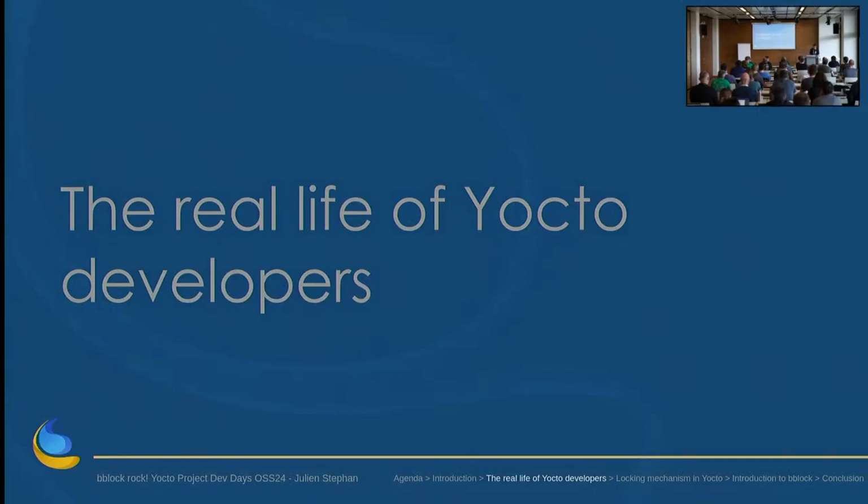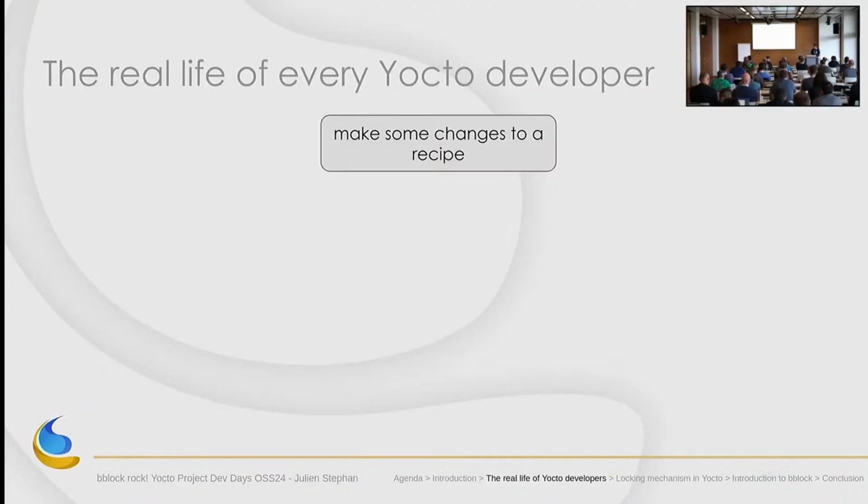So now, let's talk about the real life of Yocto developers and our workflow. As Yocto developers, what we do is we make some changes to a recipe, and then we start bitbake. And then bitbake will compute everything. And most of the time, unless it is a first build, it will be very long. When you are doing your development, the compilation time is too short to switch to something else, but too long to wait in front of your screen.